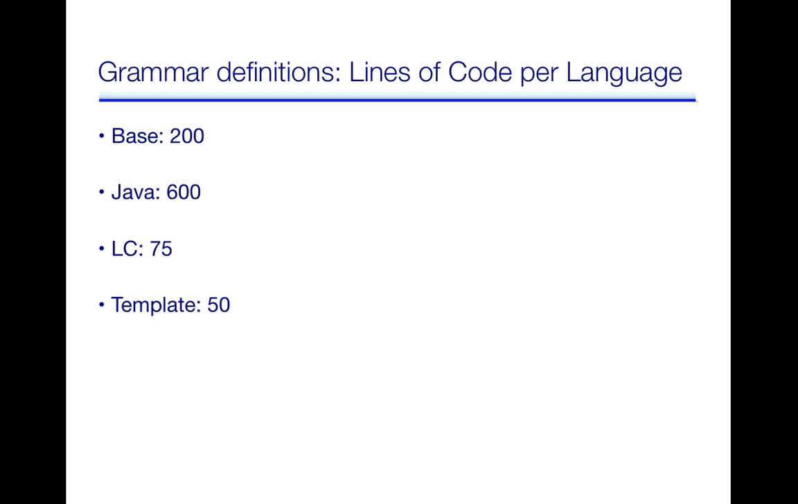Given the power of LayerCake's grammar definition, the code for grammars is actually still pretty small. There's a base language that has about 200 lines of grammar definition, and Java extends the base language and adds 600 lines of grammar definition for the complete Java language. And then LayerCake extends the Java grammar and adds only 75 lines of code, and the template language extends LayerCake and adds only 50 lines of grammar definition.